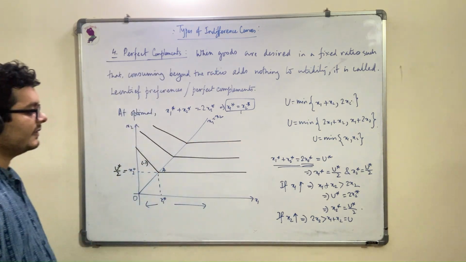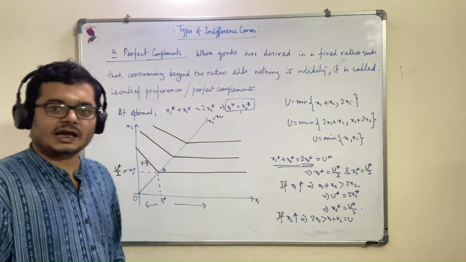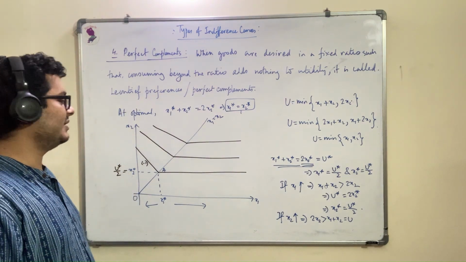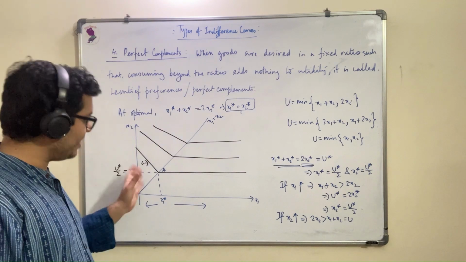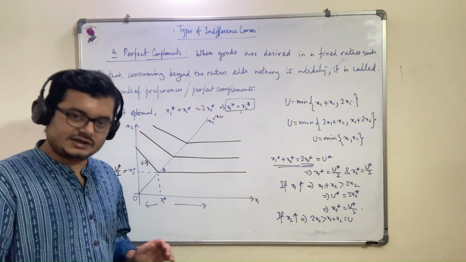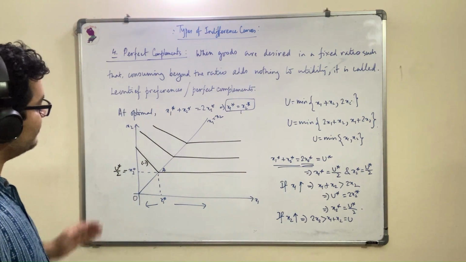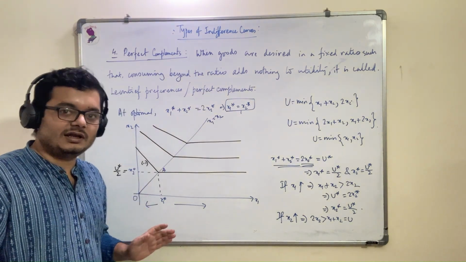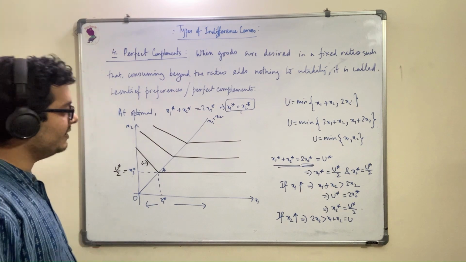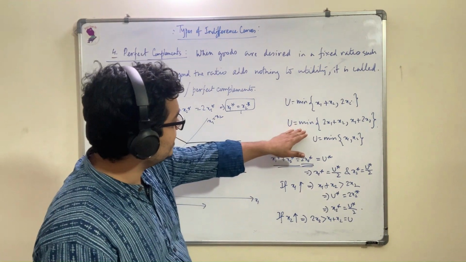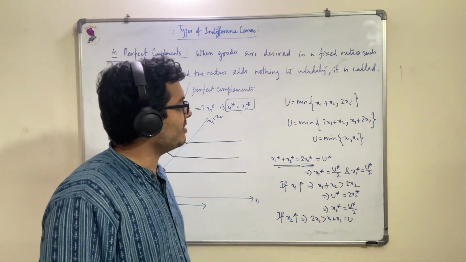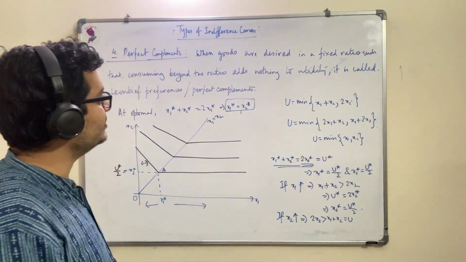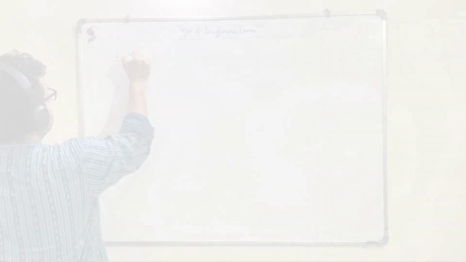Okay. So never get this idea that because it is perfect complement, it is always going to look like L. It will have a kink always. Yes, it will be consumed on a fixed ratio following this line, but it is not necessary at all that it will look like an L. So try the second one at home. Let me know in the comment box if you have succeeded or not. Alright, we'll now move on to the next scenario.